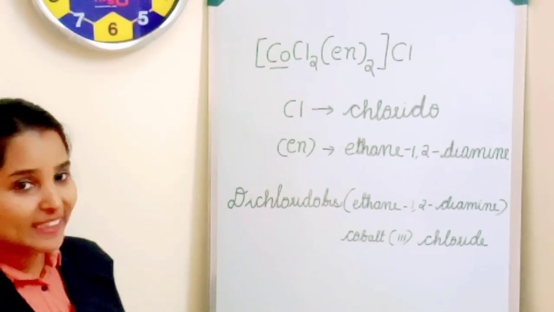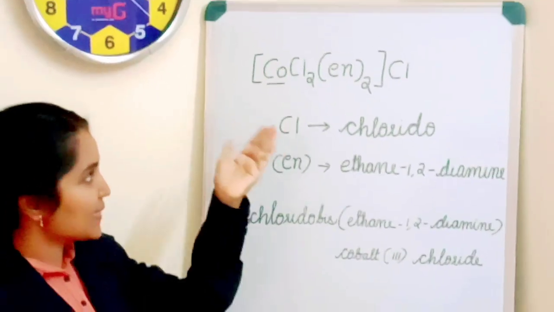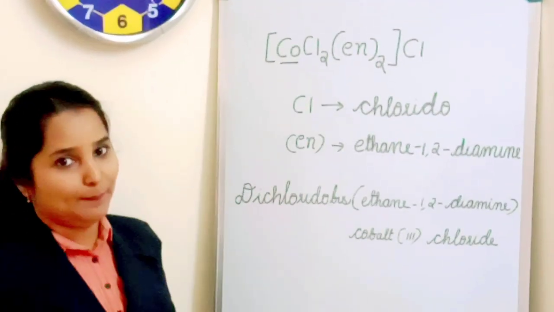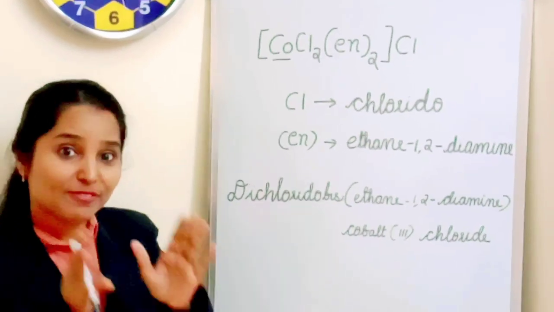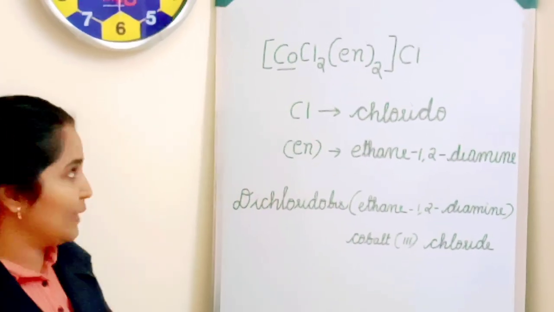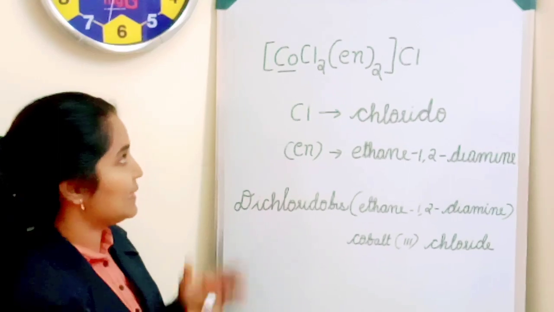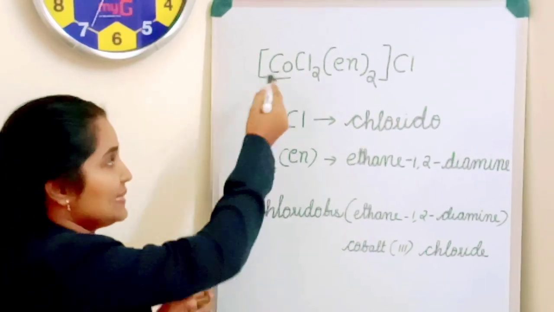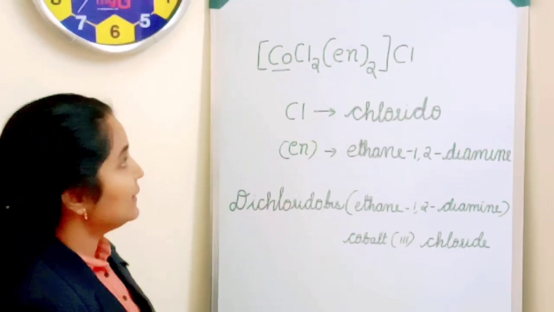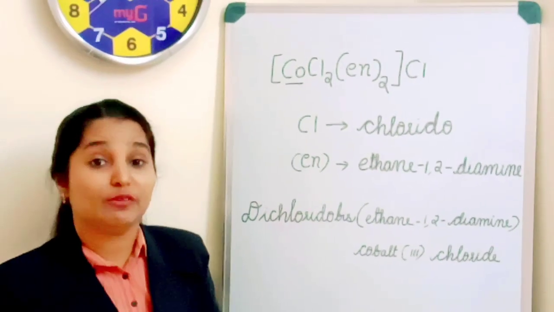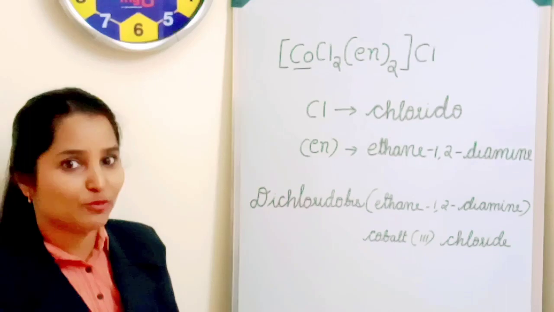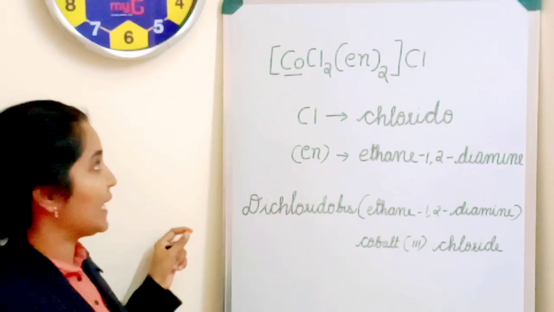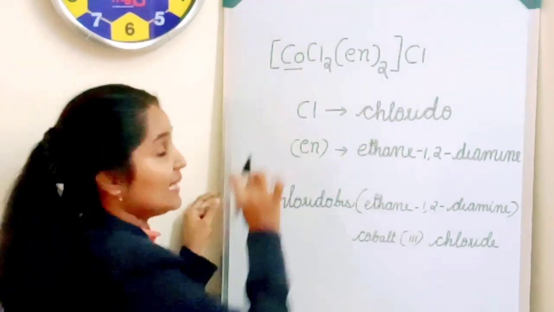Move on with another example, that is [CoCl2(en)2]Cl. Once you get a coordination compound for naming, the first thing is to sort out the central metal ion or metal atom. What's the central metal atom here? That's cobalt. Cobalt is the central metal atom. And then next step is to find out the oxidation state of the central metal atom. We have already explained how to find out the oxidation state. It is very easy.